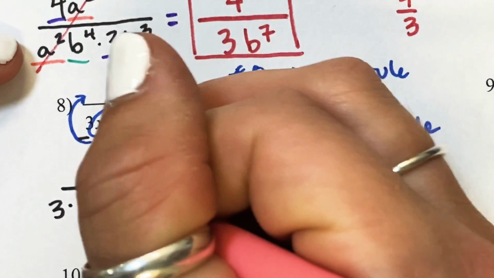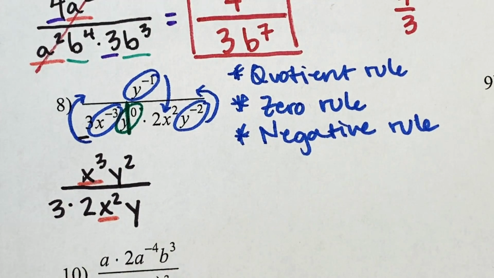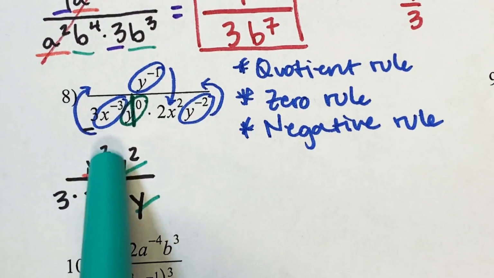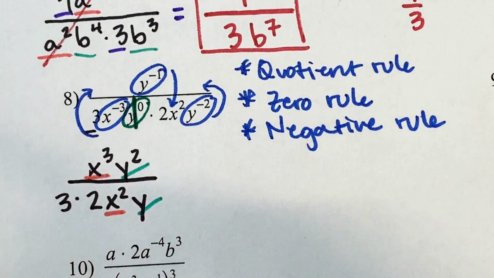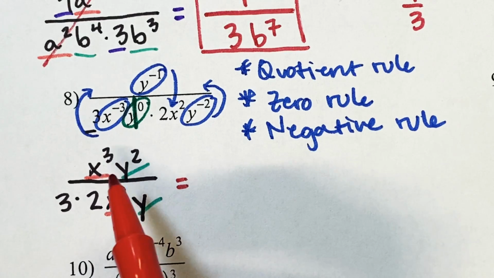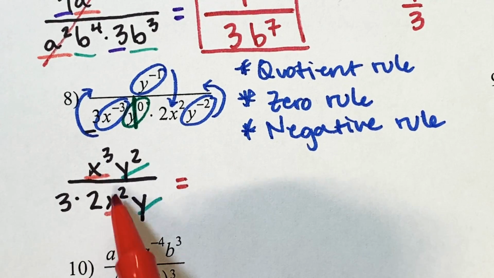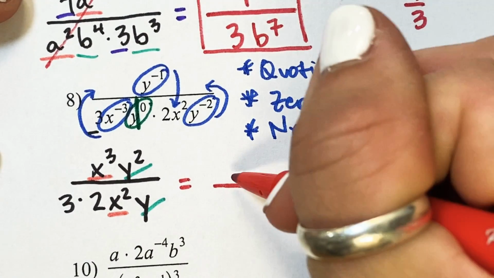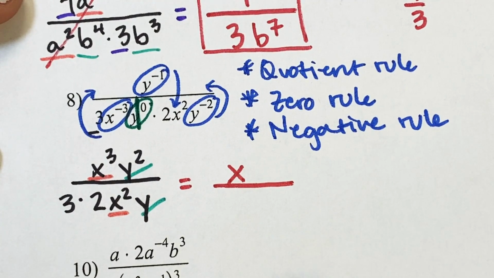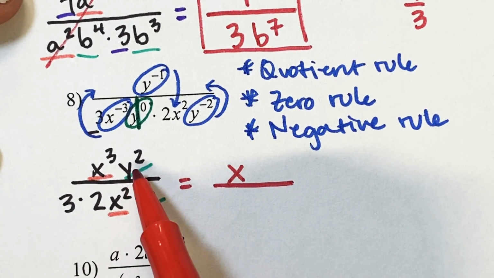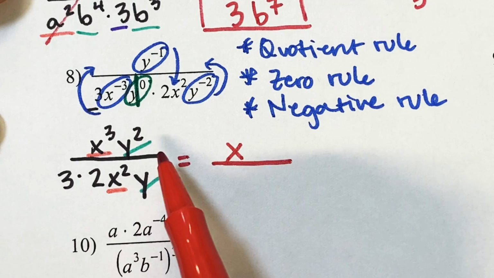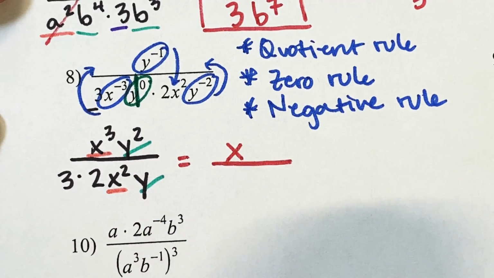So I see that I have some x's on top and bottom, some y's on top and bottom, and a 3 times a 2 right here. Let's do our x's first. I have 3 x's on top and 2 on bottom. 2 of those are going to cancel out. How many will be left on top? 3 minus 2, just 1, right? Same with the y's. I have 2 y's on top, 1 y on bottom. 1 is going to cancel because they share 1. How many will be left on top? 2 minus 1, just 1 y.